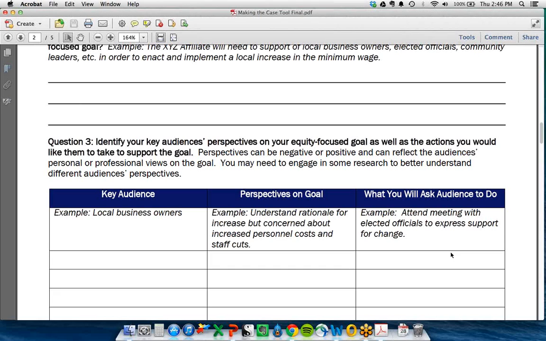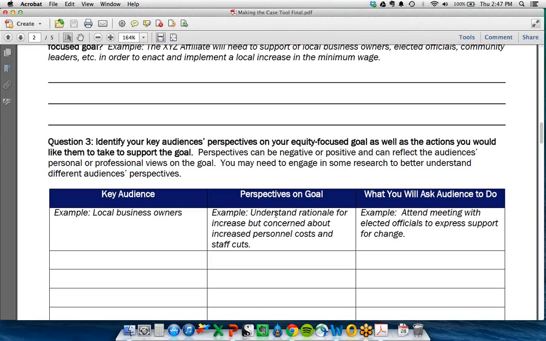So when you're thinking about this, also think about what kind of perspective transformation is necessary in order to really move them on this issue to get you towards achieving your equity goal, right? So you'll see here the way that this is laid out is to identify your audience and then really understand what their perspectives are on the goal, right? So perspectives can be negative or positive. They could reflect the audience's personal or professional view.